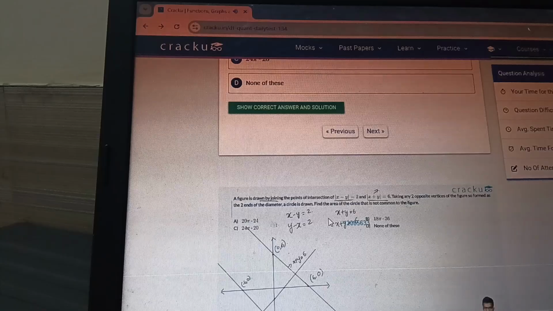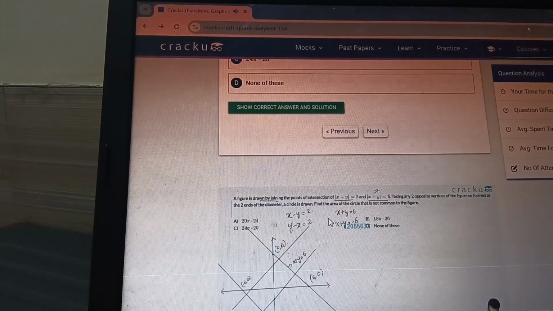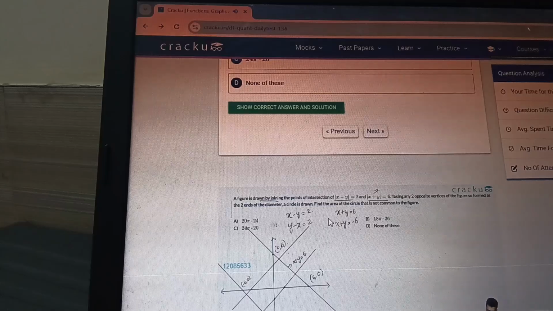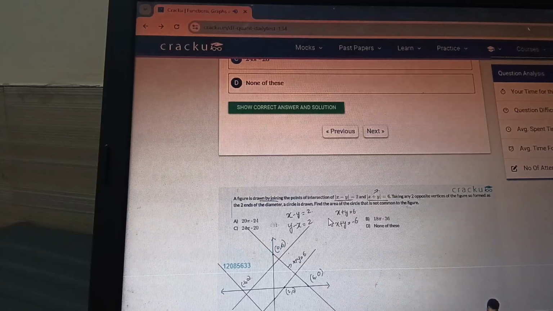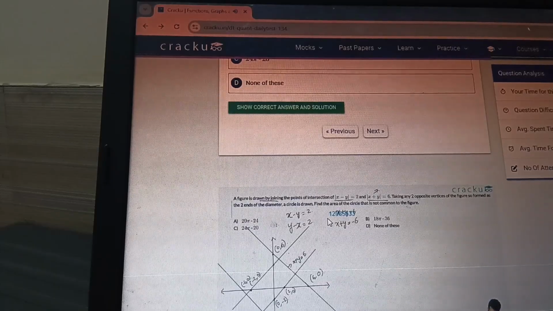Similarly, the equation of the line y minus x is equal to 2 will be on the other side of the origin, but parallel to the first line. The first line has intersected the x-axis at 2, 0 and the y-axis at 0, minus 2. The second line has intersected the x-axis at minus 2, 0 and the y-axis at 0, 2.